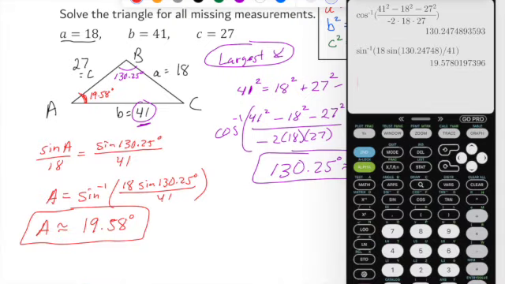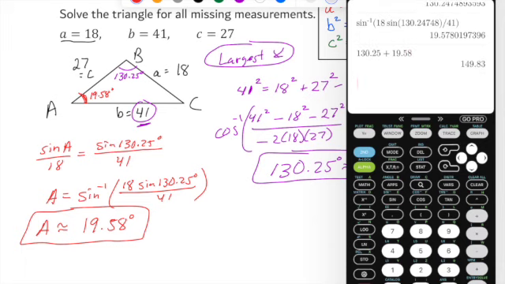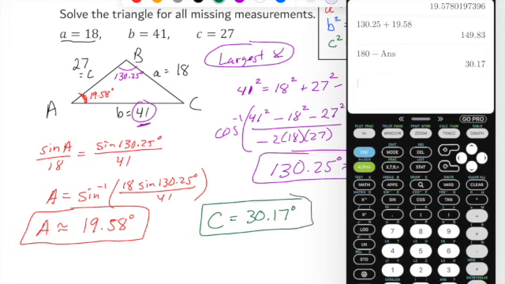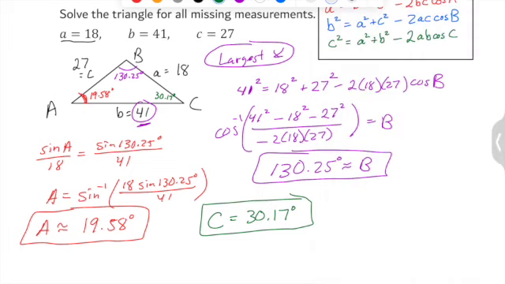And now let's find the last angle, which would be just adding these two together and subtracting from 180, right, now that you know two angles. 130.25 plus 19.58, 180 minus that, and you get angle C is 30.17 degrees. And notice that's kind of the medium-sized angle, and it's across from the medium-sized side. So all seems to be in order. And so there we go.